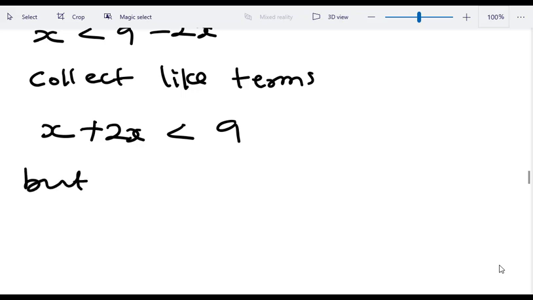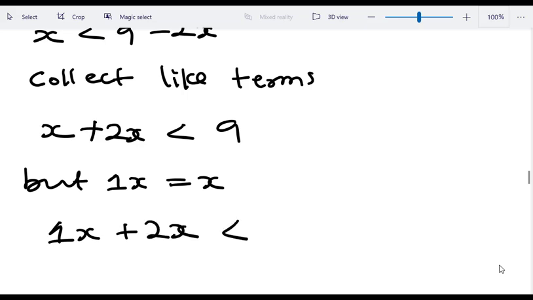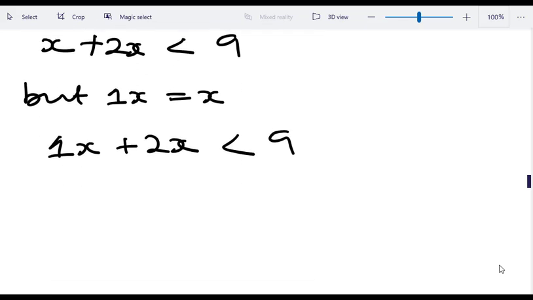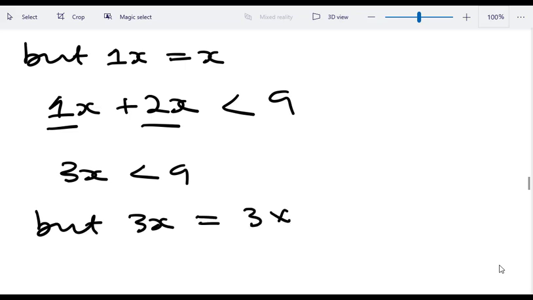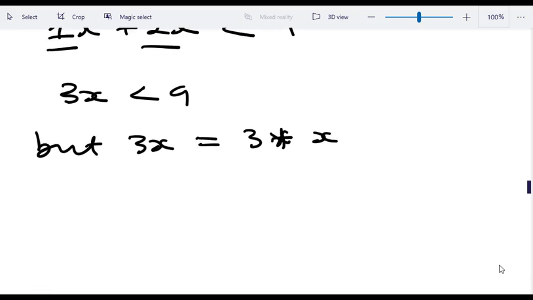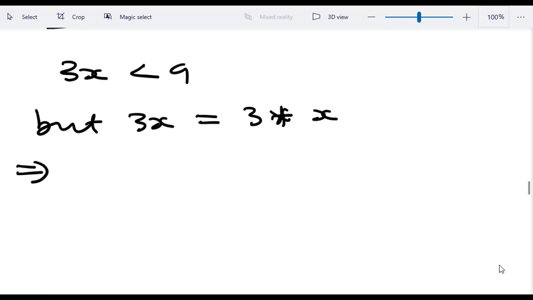So you know clearly that 1x is the same thing as x. So if that is the case, I replace this x with 1x, then plus 2x less than 9. Then 1x plus 2x will give me 3x. 3x less than what? 9. But keep in mind that 3x is the same thing as saying 3 multiplied by x. So in place of 3x, we have to substitute this. So we'll have 3 multiplied by x less than 9.